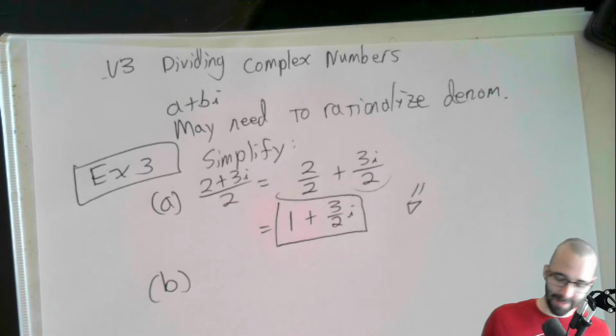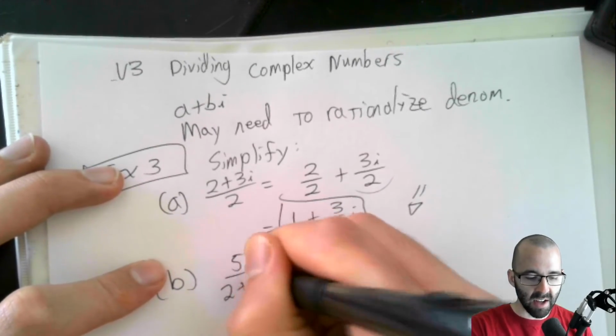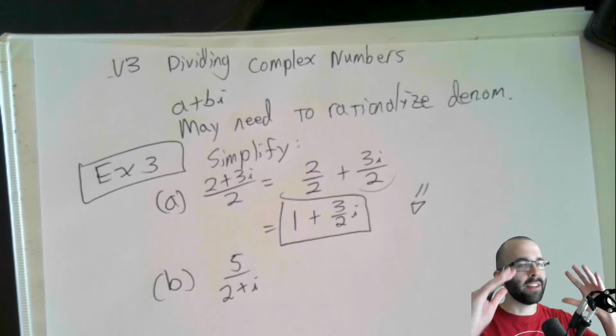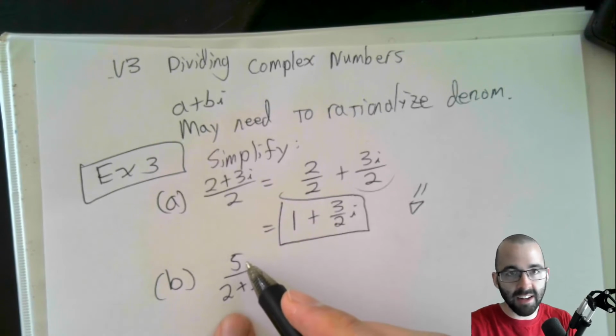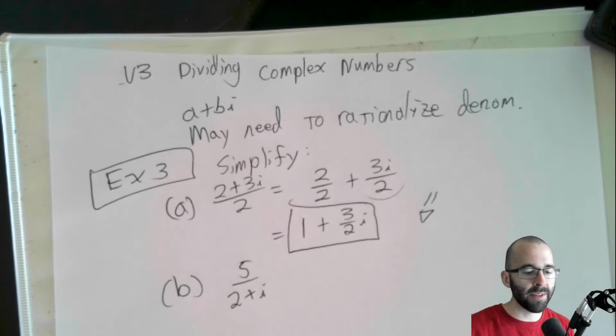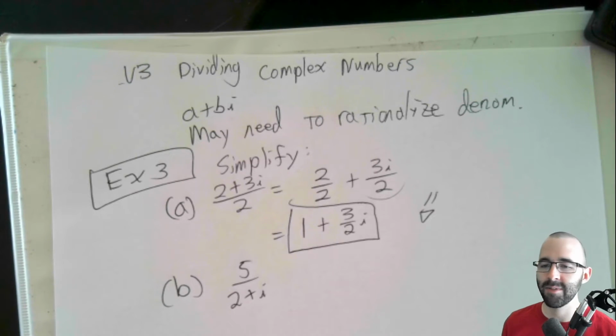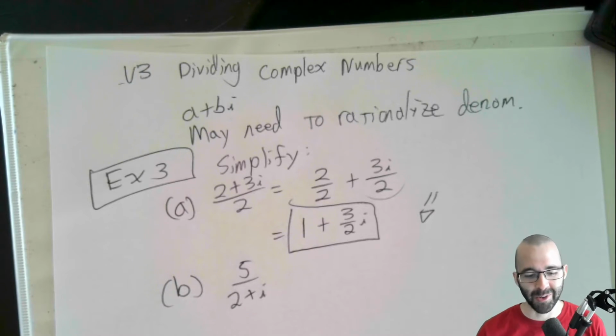And we can do something like part B. That's 5 divided by 2 plus i. So again, addition in the denominator, this plus in the denominator, that's a problem. This is not just 5 over 2, 5 over i. Nope, does not work that way. I didn't make the rules. I don't even enforce the rules. I just judge you on your ability to follow the rules.